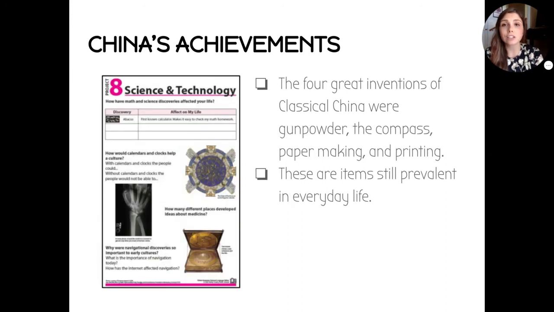Poster 8 has to do with science and technology. How have math and science discoveries affected our life? The 4 great inventions of classical China were gunpowder, compass, paper making, and printing. And again, these are items that we still use every day in our lives.